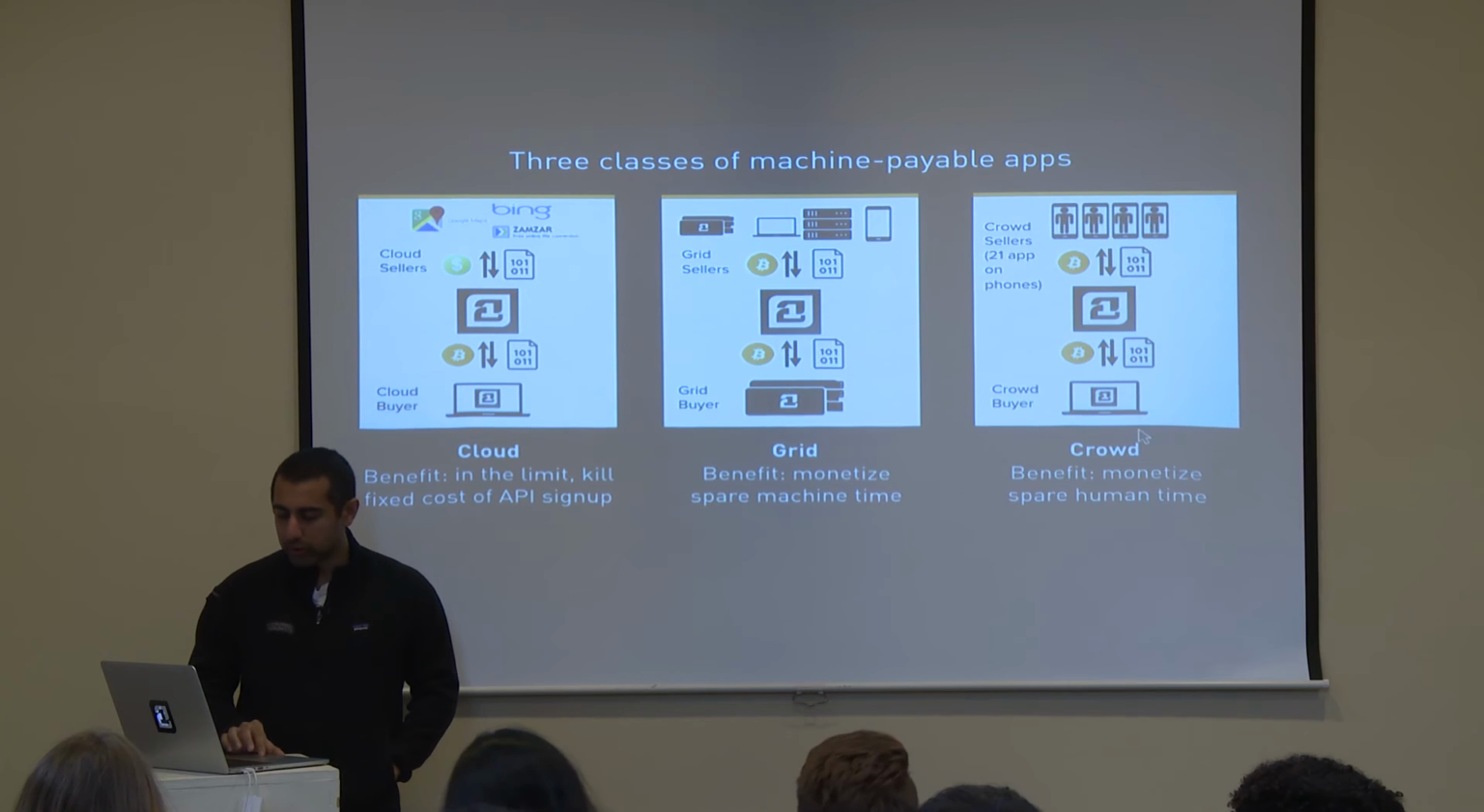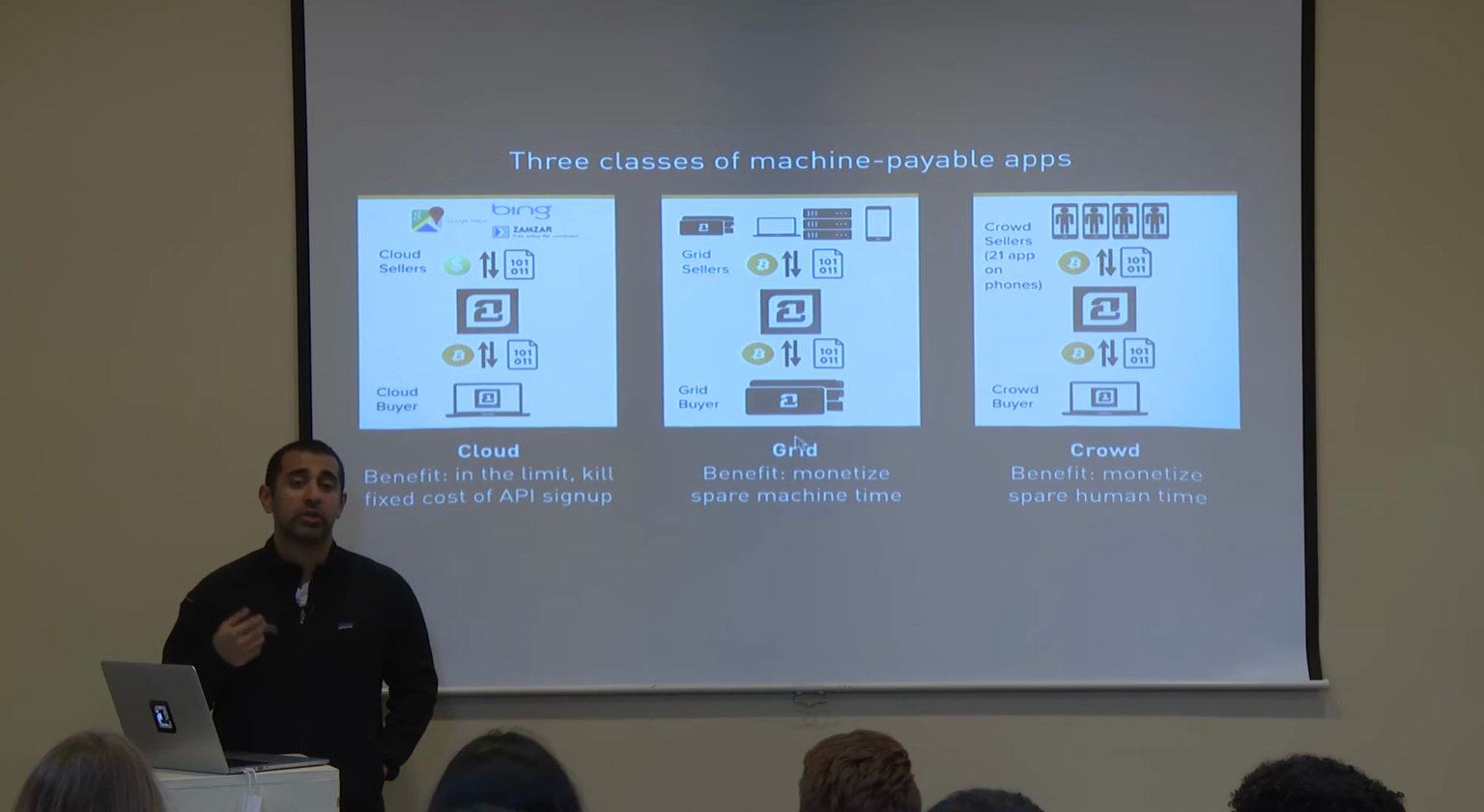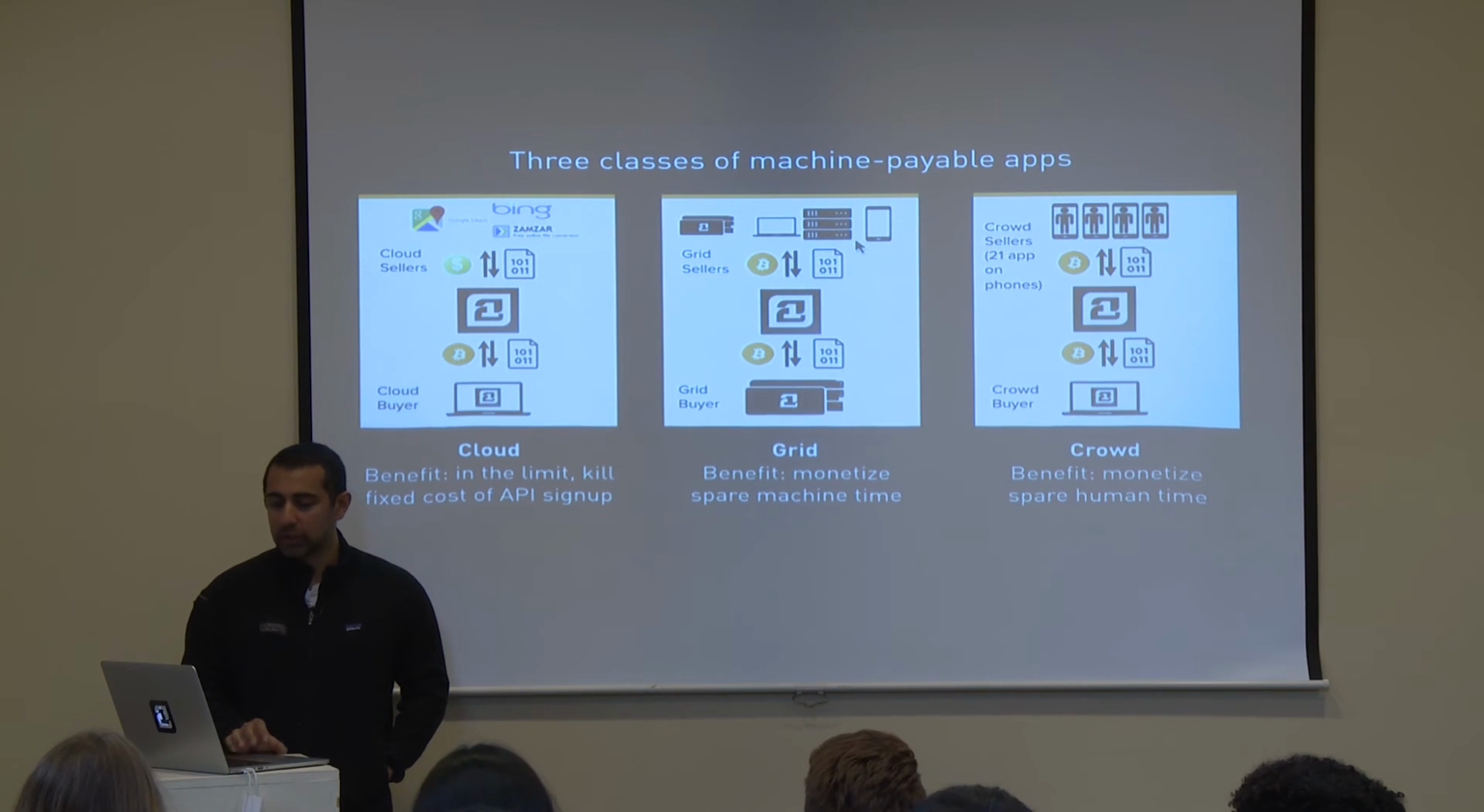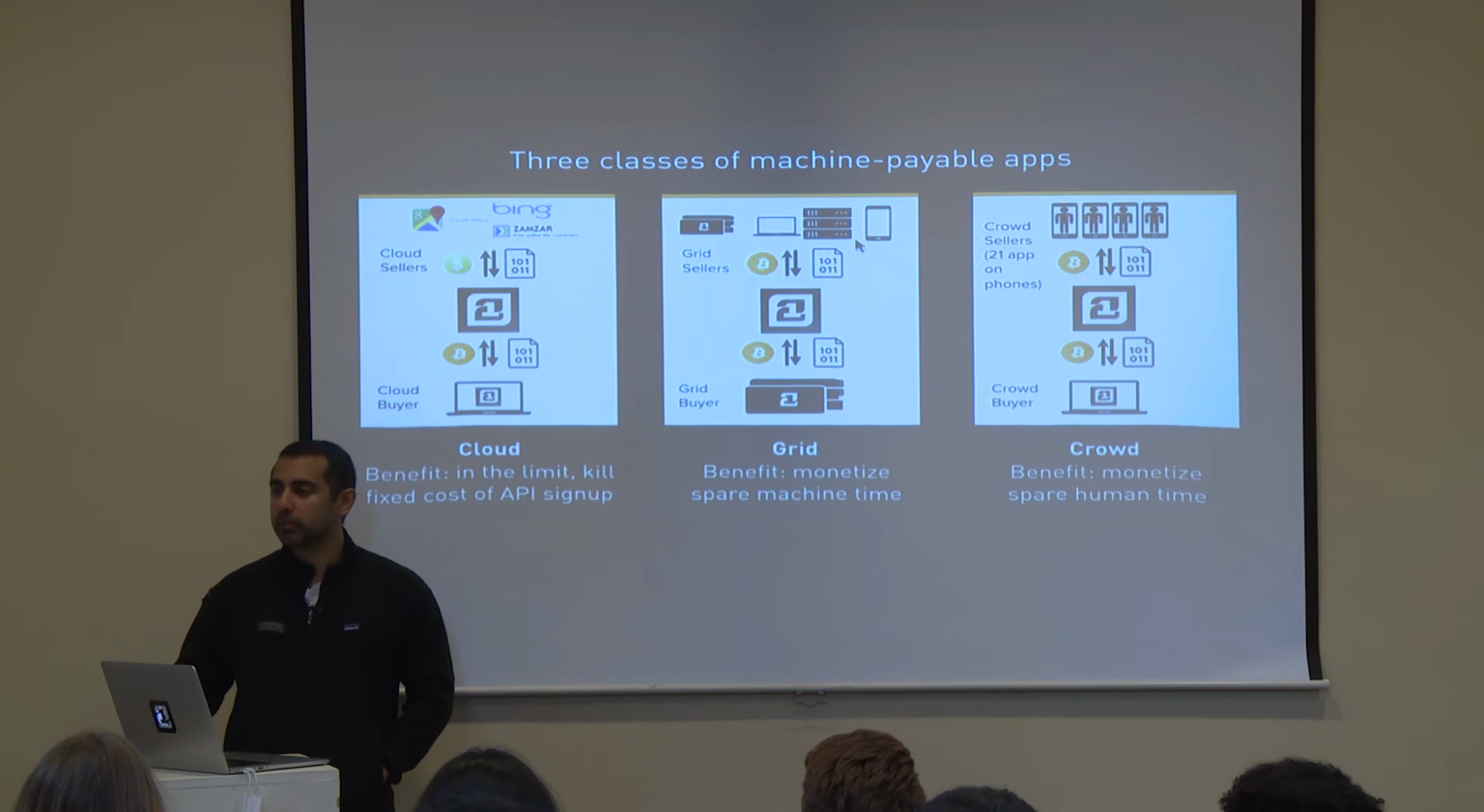For grid and crowd APIs, what you're basically doing is you're selling time over the internet. Okay, so in the case of the grid, it's like Airbnb for machines. You're selling spare machine time, right? If you think about your computer, it's this pretty powerful thing, and it's really not running at anywhere close to capacity.